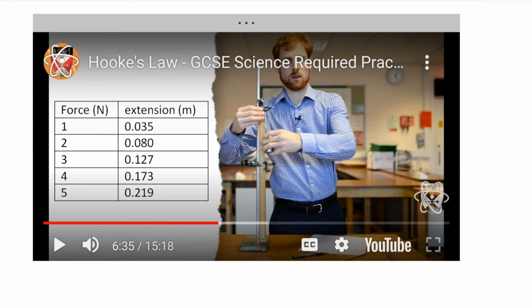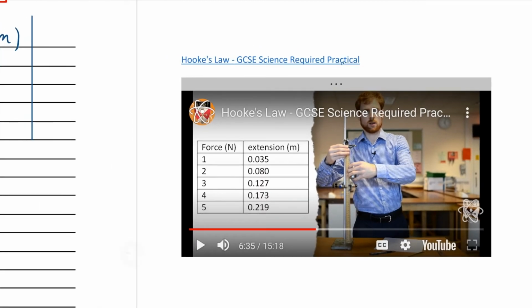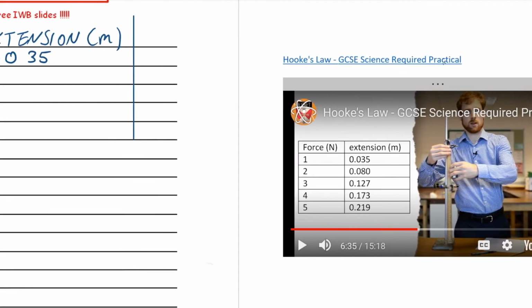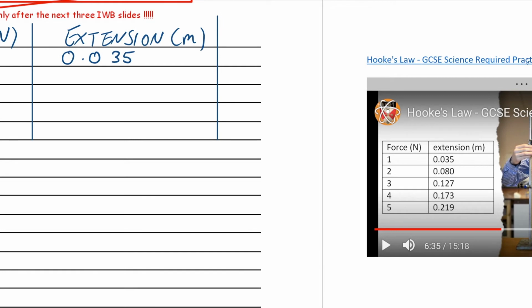What I'd like you to do now then is make sure that you've got your table in your booklet filled in, so you can see bottom right again, these are your values.